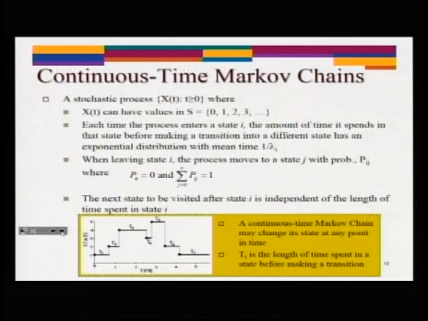So, I could define the continuous time Markov chain like this. A continuous time Markov chain is a stochastic process having the following properties. X of t can take on values in the set of non-negative integers. And each time the process enters a state i, the amount of time it spends in that state before making a transition into another state is exponentially distributed with rate lambda i. So the mean time becomes 1 over lambda i. Okay?